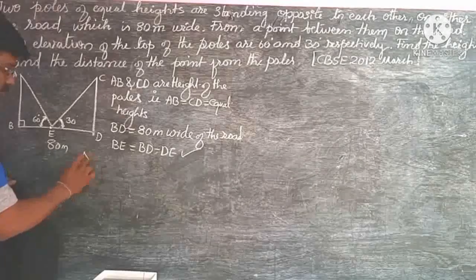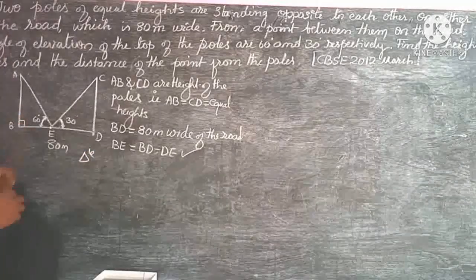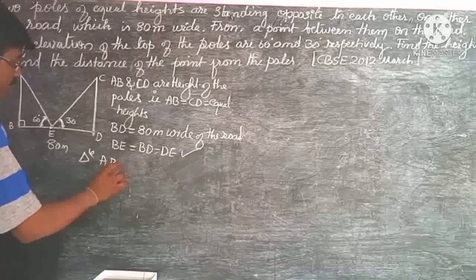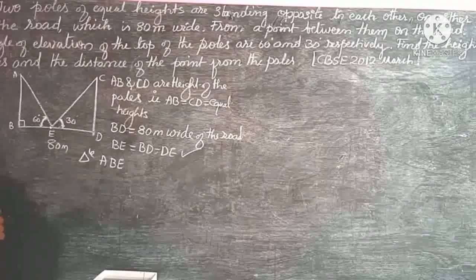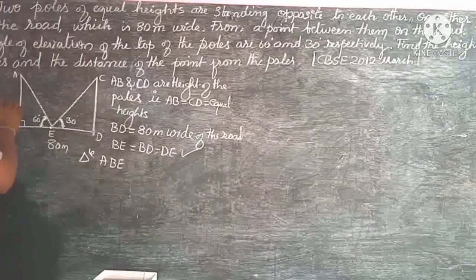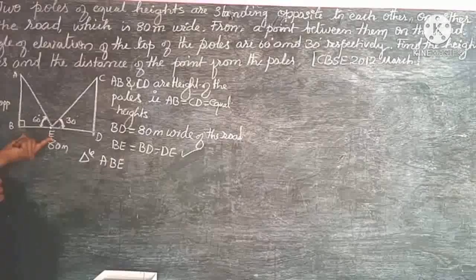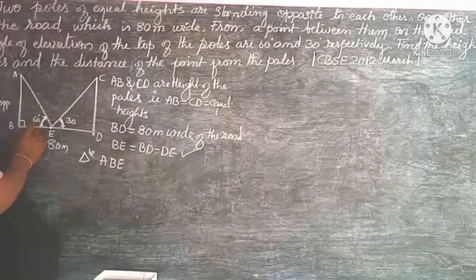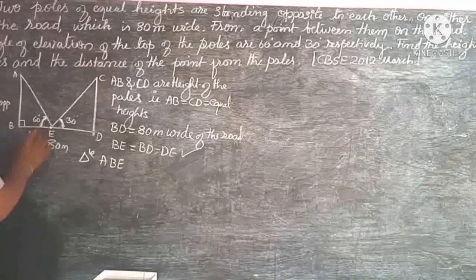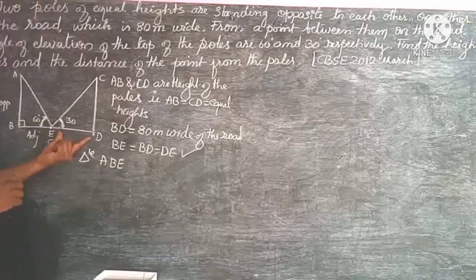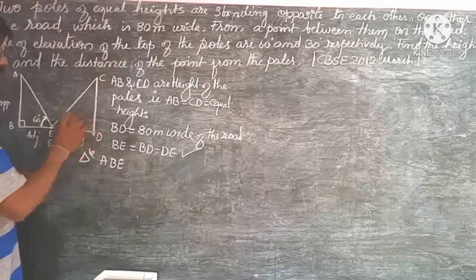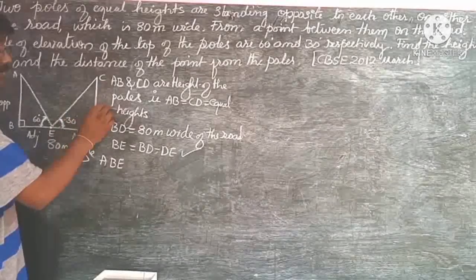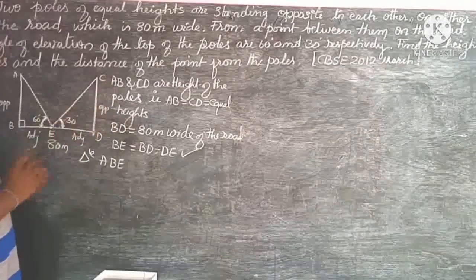You take the triangle with the first angle of elevation, 60 degree. Therefore you take triangle ABE. The side which is opposite to theta is called the opposite side, and we find the length of AB. This one we call the adjacent side, and this is the hypotenuse. Here we also find the length of DE; this DE is also an adjacent side. The side which is opposite to theta is called the opposite side.